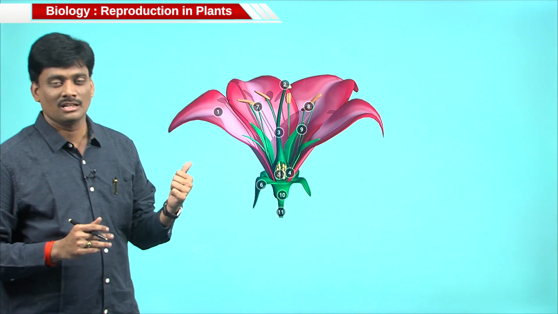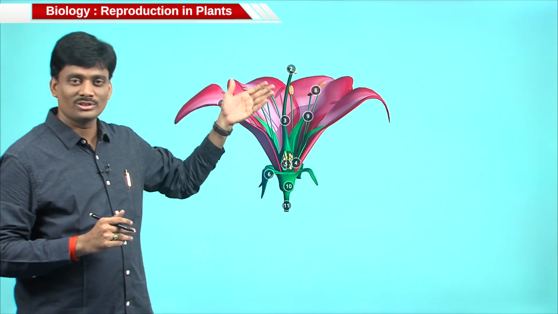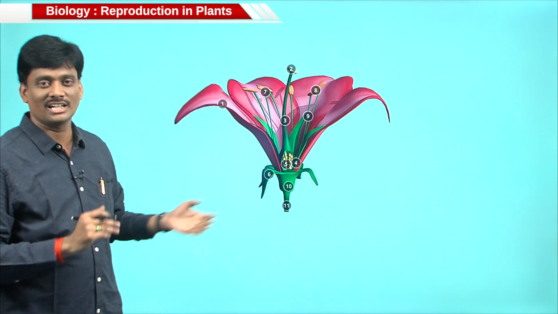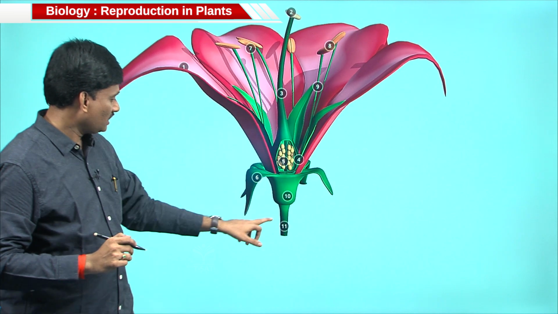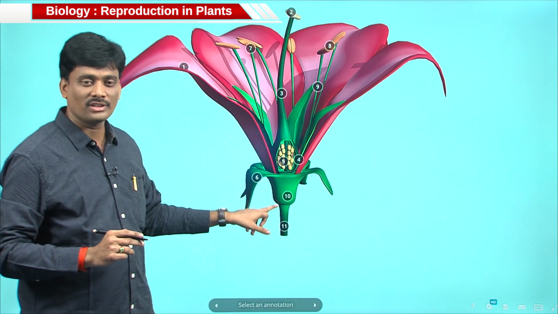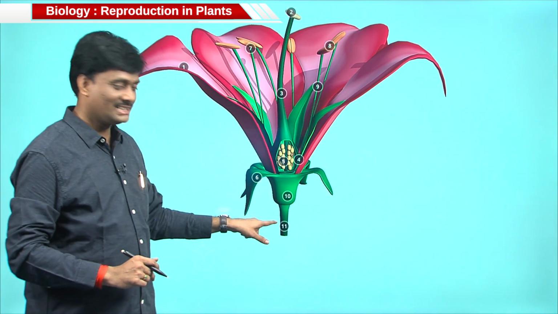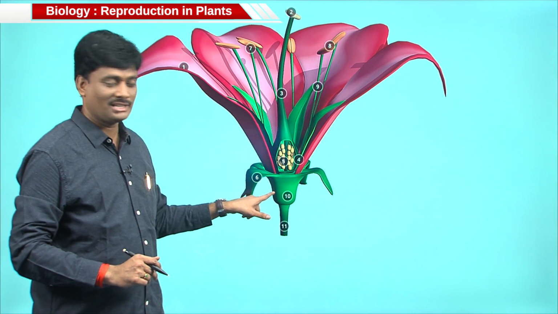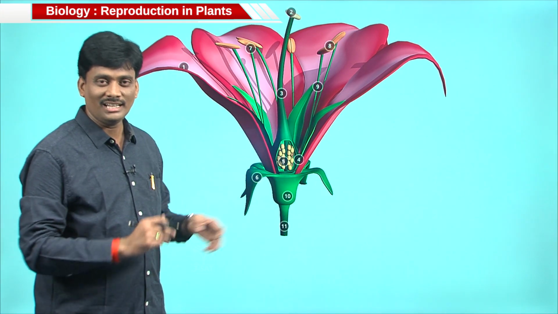And here the flower is the sexual part of the plant, and when you see the transverse section of the flower, you are going to observe this kind of structure. This is the stalk, and upon the stalk, the swollen part is nothing but the thalamus. And here the green leaves are called sepals.